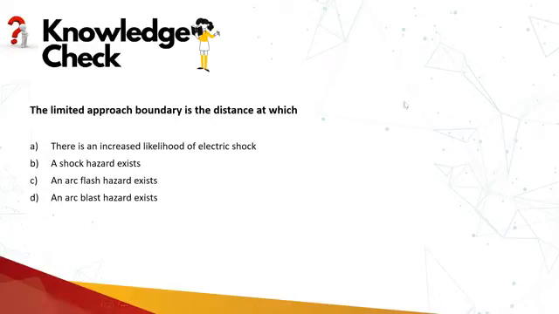So the right answer is that a shock hazard exists. B is the right answer. The limited approach boundary is for shock hazard. There is an increased likelihood of electric shock; this is basically linked with the restricted approach boundary. So the limited approach boundary is the distance at which the shock hazard exists. The restricted approach boundary is the distance at which there is an increased likelihood of electric shock.